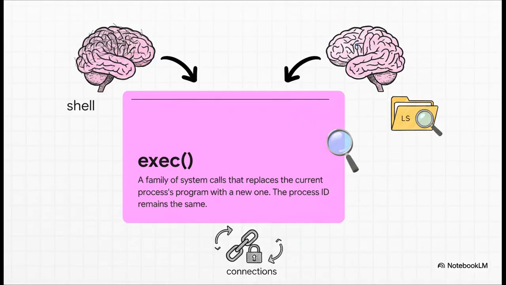And this is the transformation step. The child process calls another system call, this time from the exec family. Now think of exec as a brain transplant. It completely rips out the process's current program, all that shell code, and replaces it with the new program, like ls. The body, the process ID and all those inherited connections, stays exactly the same, but its brain, its entire purpose, is brand new. It is no longer a shell. It is now the ls command, ready to do its job.